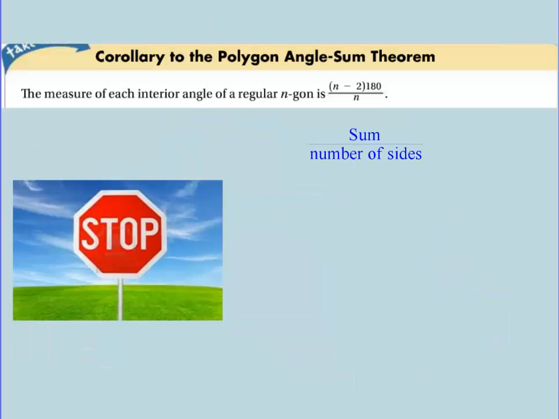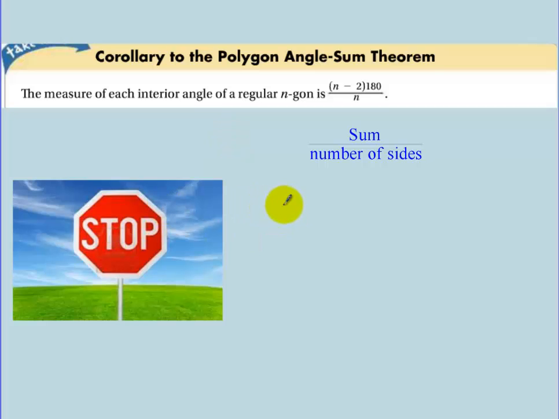All right. We have the corollary to this Polygon Angle Sum Theorem. The measure of each interior angle of a regular polygon is the sum divided by n, the number of sides, which kind of makes sense. If you had an octagon, like a stop sign, with 8 sides, and it was regular, so all the angles are equal, you basically add up the total and divide it by the number of angles. It's kind of like the average.